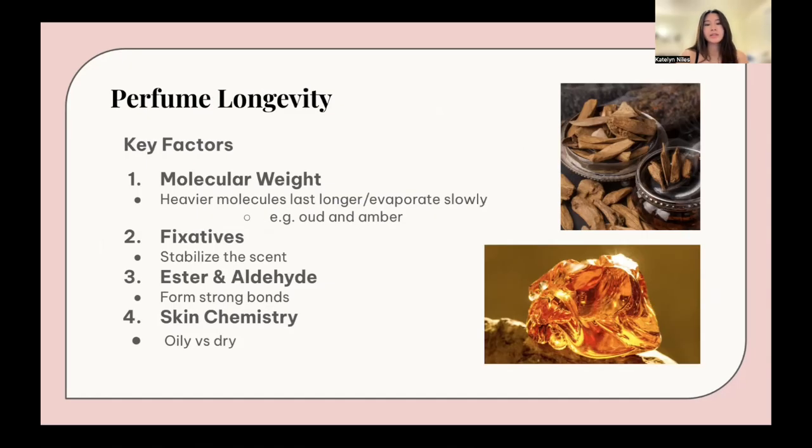There are also certain factors that can determine the longevity of a fragrance. Some notes, such as amber and oud, have heavier molecular weights and therefore evaporate more slowly. These type of notes can be classified as base notes of a perfume, which tend to be the longest lasting and linger towards the end of the perfume's duration on the skin. As mentioned before, fixatives also help to slow down evaporation rates and stabilize the fragrance.